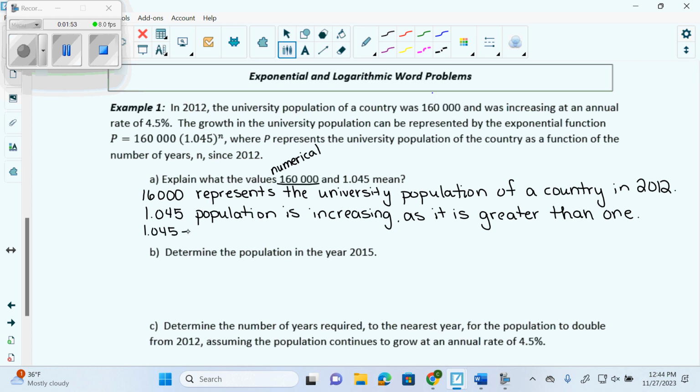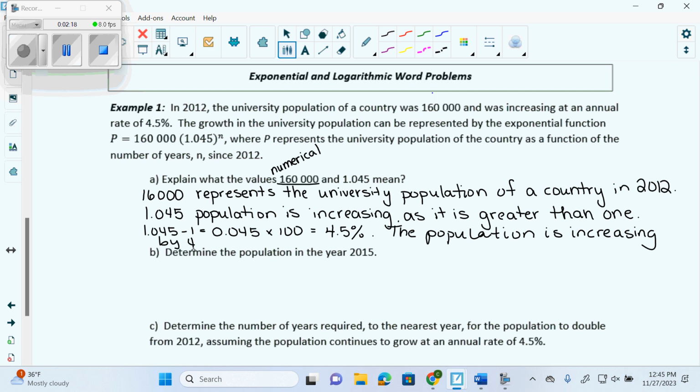And then 1.045 minus 1 equals 0.045, times 100 equals 4.5%. So the population is increasing by 4.5% per annum. Always 1 because it starts at 100.